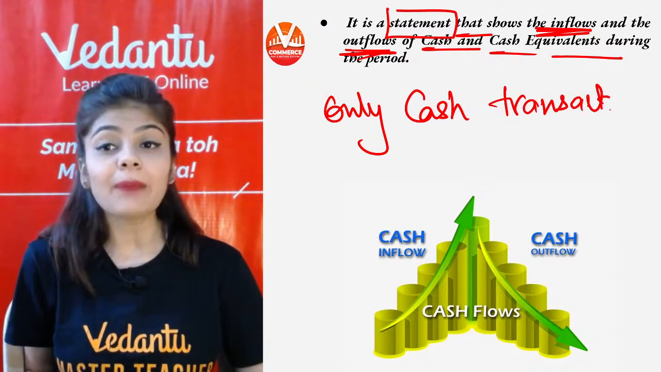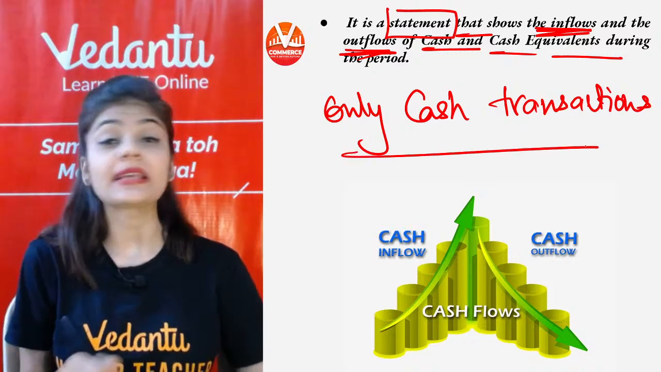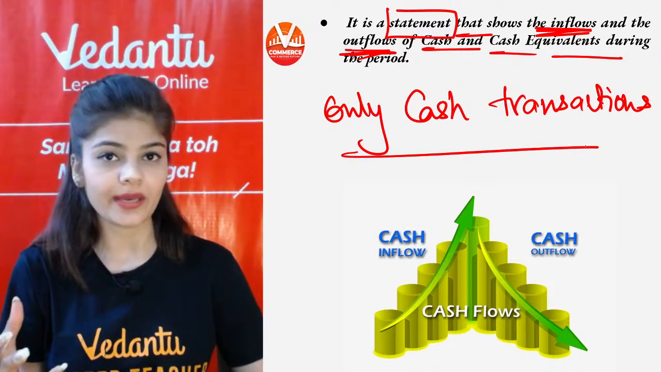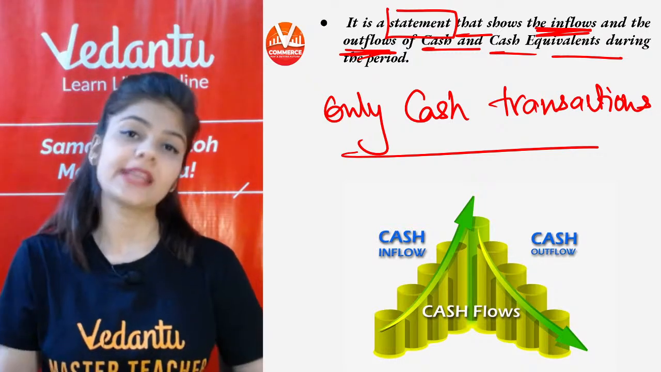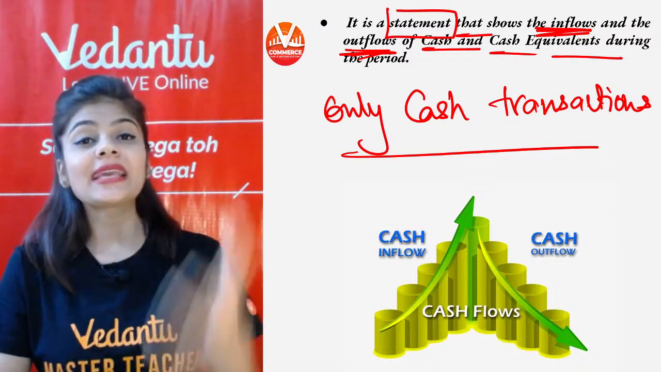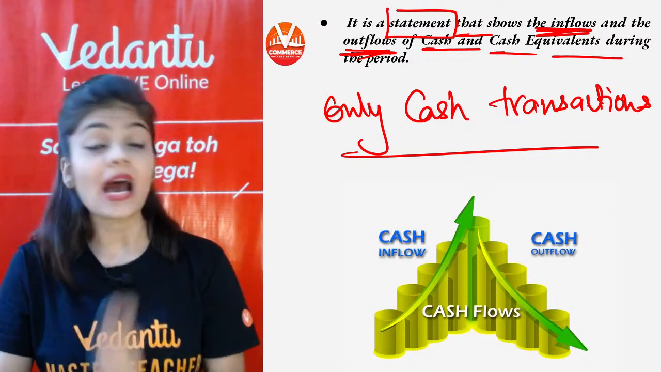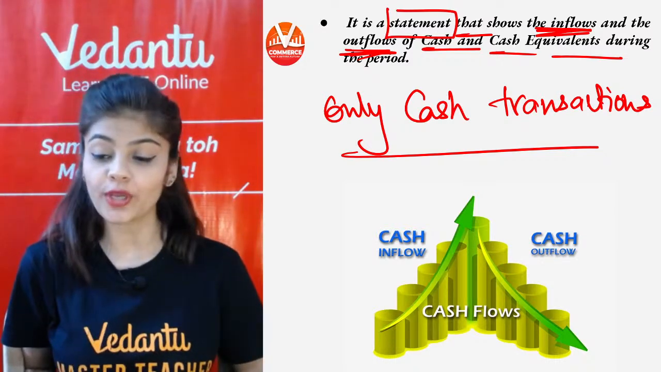यहाँ पर आप वो वाली ट्रांजैक्शन रिकॉर्ड नहीं करोगे जो क्रेडिट पर होती है. सो क्रेडिट ट्रांजैक्शन विल बी इग्नोर्ड इन कैश फ्लो स्टेटमेंट. यू विल ओनली रिकॉर्ड कैश ट्रांजैक्शन. तो यहाँ पर हम सिर्फ कैश ट्रांजैक्शन को रिकॉर्ड करेंगे.